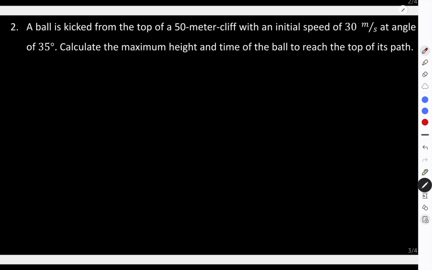Now let's proceed to number 2. So this time, our given: the initial velocity is 30 meters per second. The initial angle is 35 degrees. It says here that we have to get the maximum height, right?